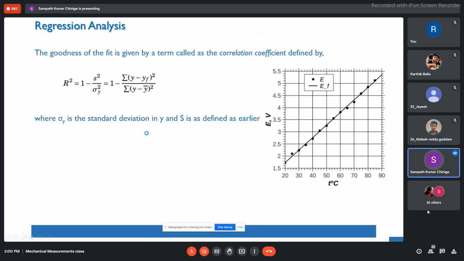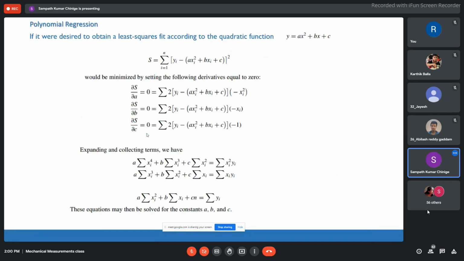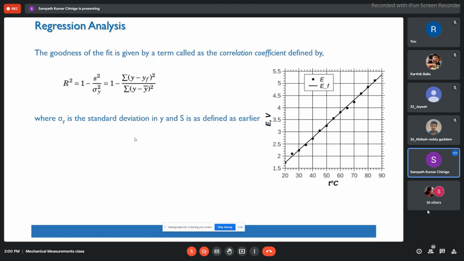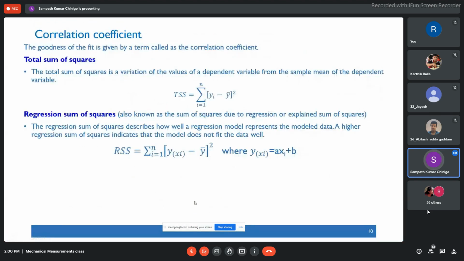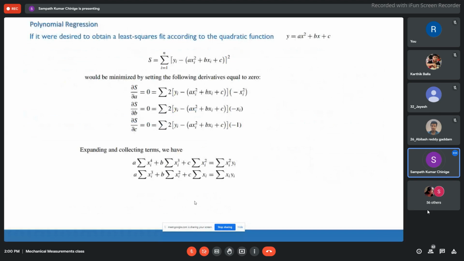And if you expand these terms and collect terms, you will get different expressions. By solving that, if you solve these expressions, you will find the values for a, b, and c.